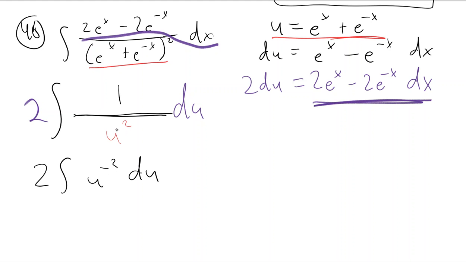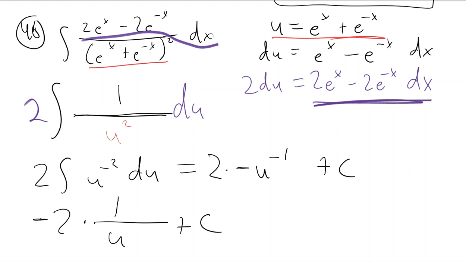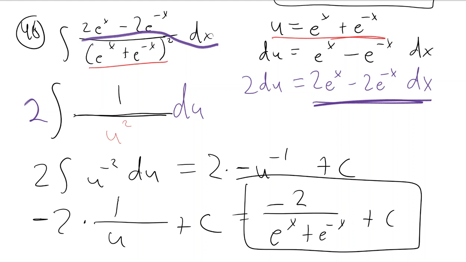I'm going to change this from u squared to u to the -2. I'm going to integrate by raising the power by 1 and then dividing by the new power. So -2 times u to the -1, and then all the way back up here, just plug that u back in, and then that should be fine.